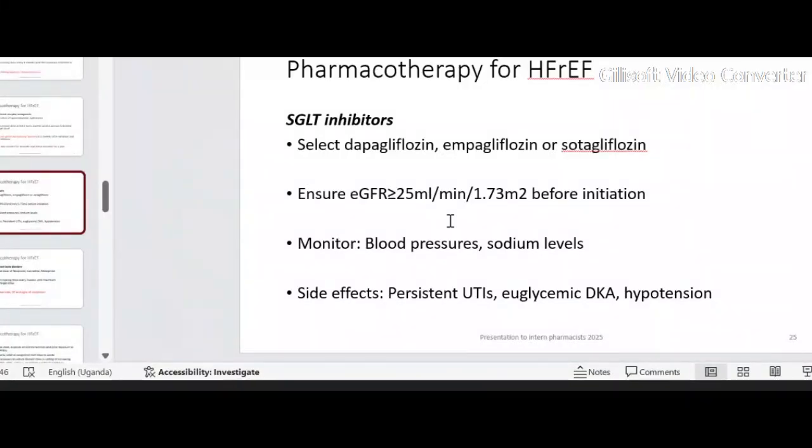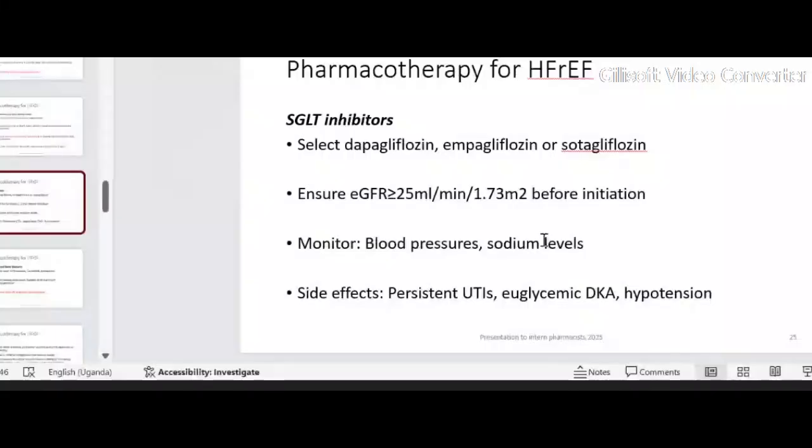These patients might get hypotensive. So we have to monitor these patients closely. Those are the monitoring parameters. Sodium levels, you lose sodium, remember. Check also by doing a urinalysis.